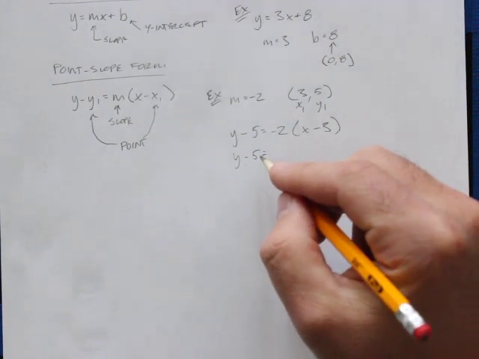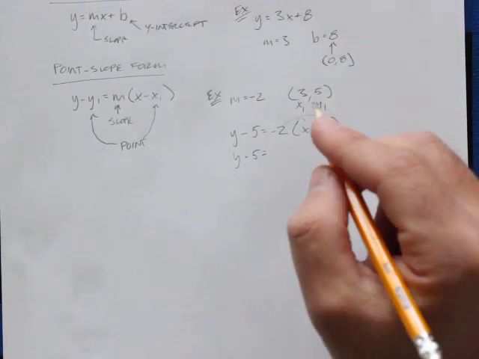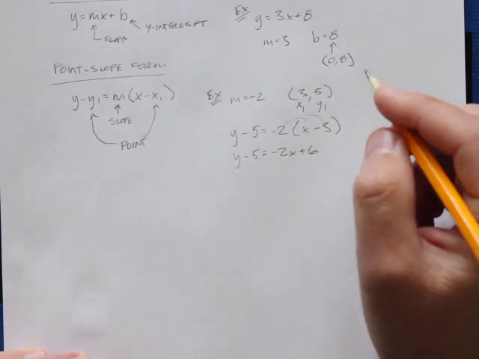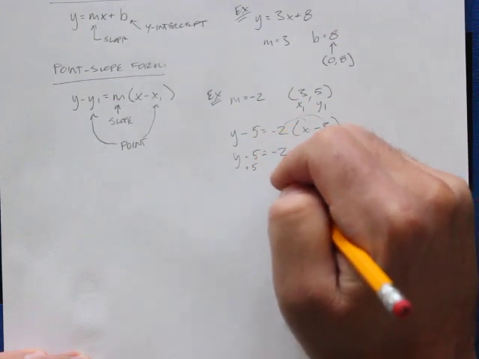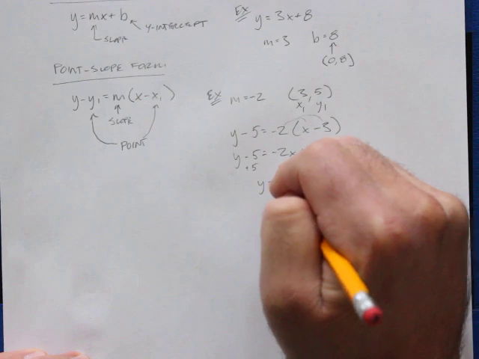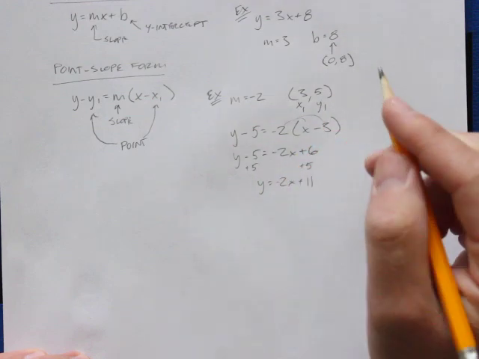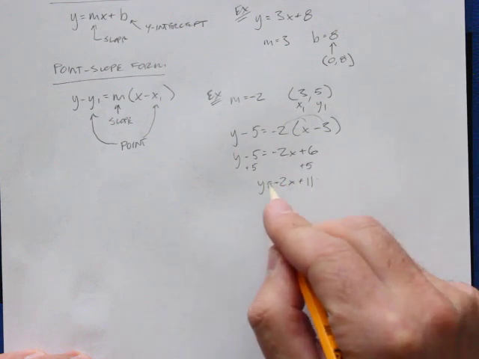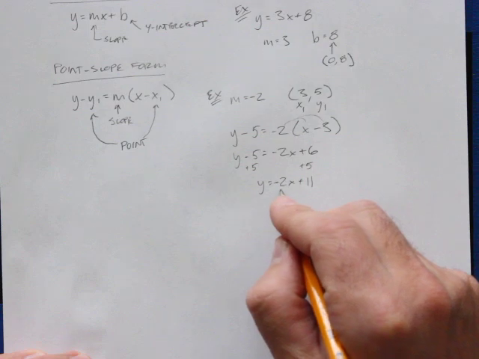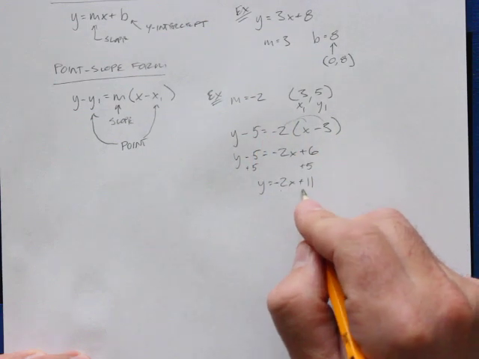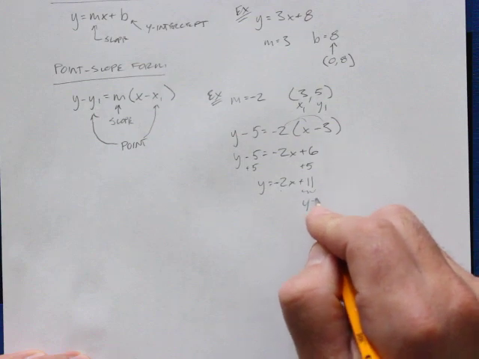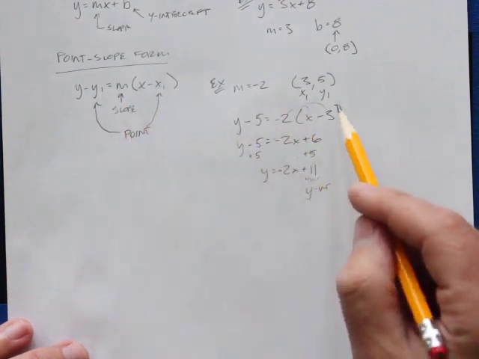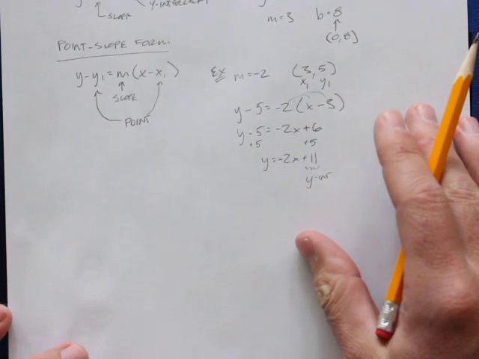So I'm going to rewrite the y minus 5. I'm going to distribute this -2 in here, so -2x plus 6. Then I'm going to add 5 to both sides. Y equals -2x plus 11. Notice how I've solved this for y, and I now have my slope-intercept form. So I've got my slope again here, which I already knew, and now I have my y-intercept right there. So point slope form can bring you into slope-intercept form.